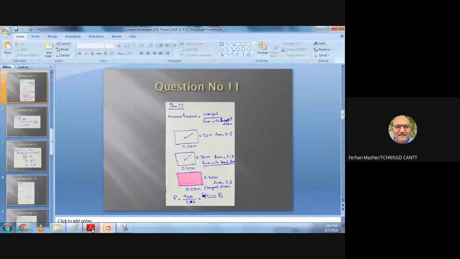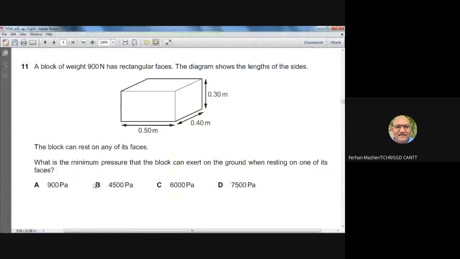So hope you have understood, 4500 Pascal. So for question number 11, B is the right choice. I'm looking at the marking scheme. B is the right choice, sir. Question number 11, B is the right choice.